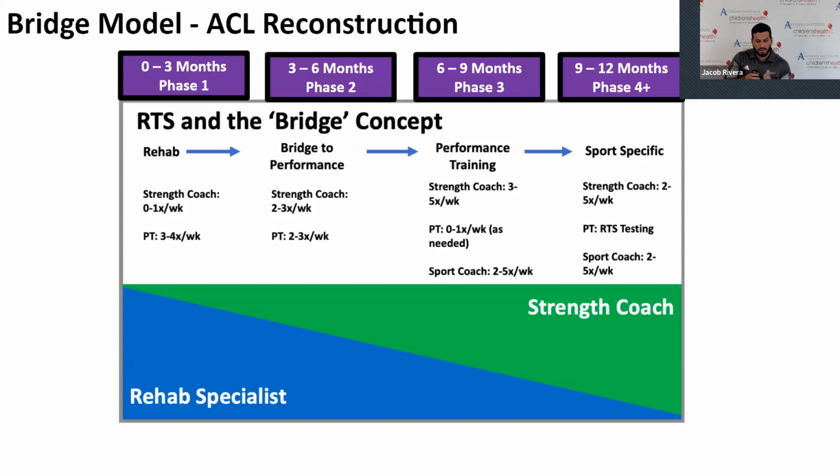And then as we move into phase 3, I'm becoming the main driver of what's going on. Between this 6 to 9 month range, I would say most athletes feel pretty darn good at that phase 3 point. They're not swollen anymore, their knee's not aching anymore, they're running more, they're changing directions more, and that's where performance training really starts to take off. They might only see their PT 0 or 1 times a week.